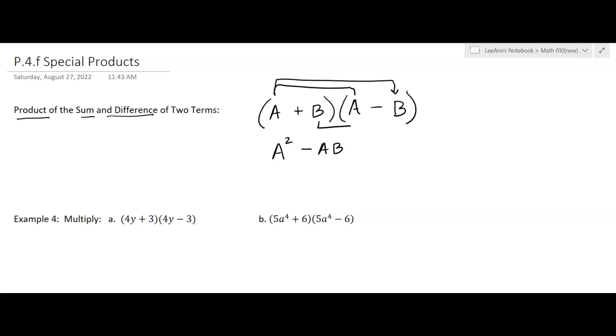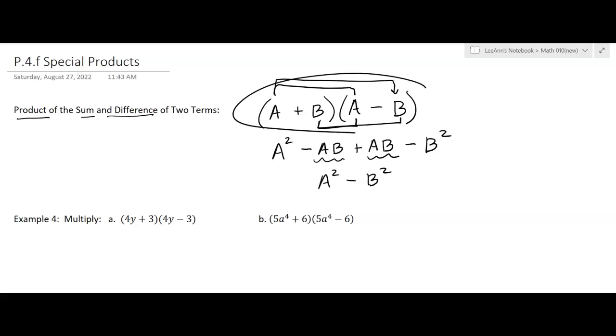And then the inner two terms. Now remember, when you're writing your terms, you're going to put them in alphabetical order for the variables. So it would be plus AB. And then the last terms are going to be minus B squared. Well, look at what happens here in the middle. The minus AB and the plus AB cancel out. So you just get A squared minus B squared.